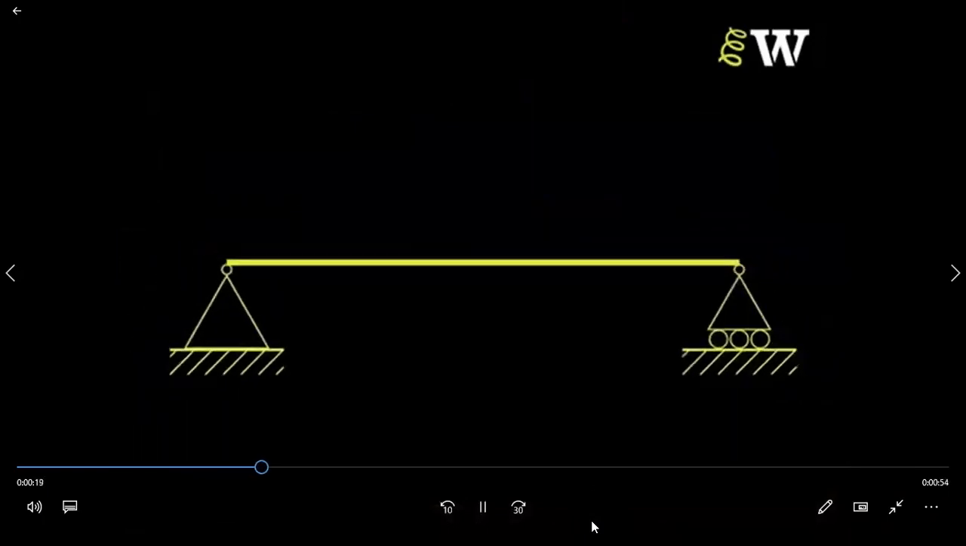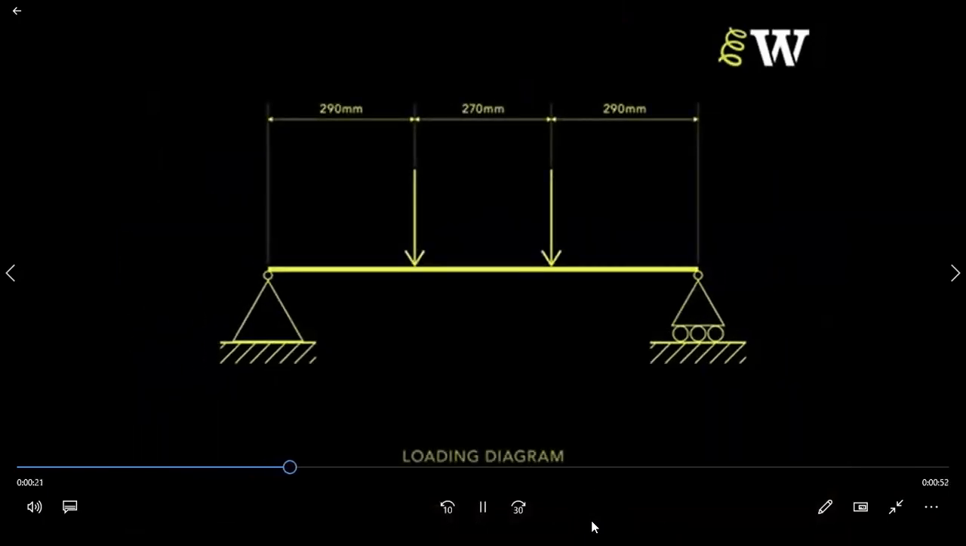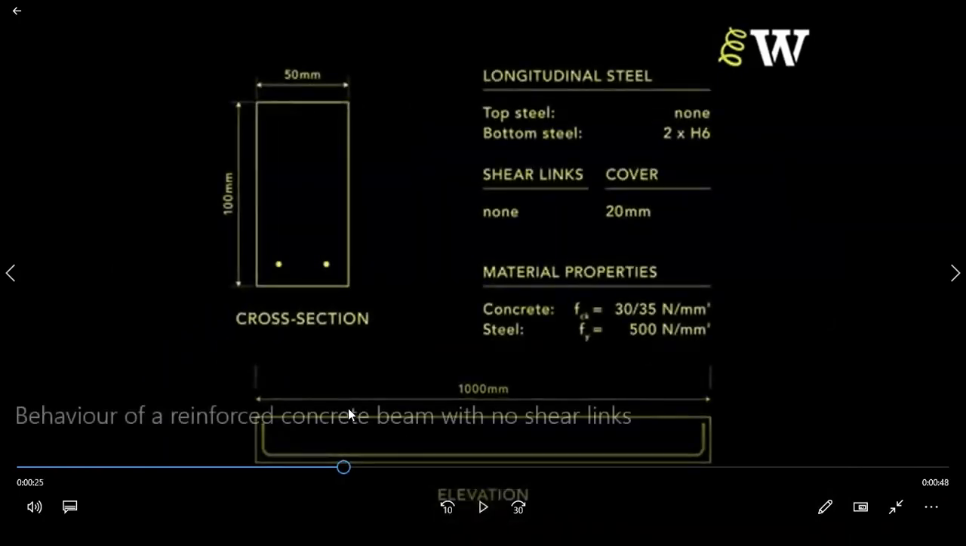See, again the same beam with three-point loading. This is the reinforcement of the beam. There is only main reinforcement provided at the bottom level, to take care of the tensile stresses. There is no top reinforcement and no stirrups at all. Now see how your beam is going to fail when there are no shear links.